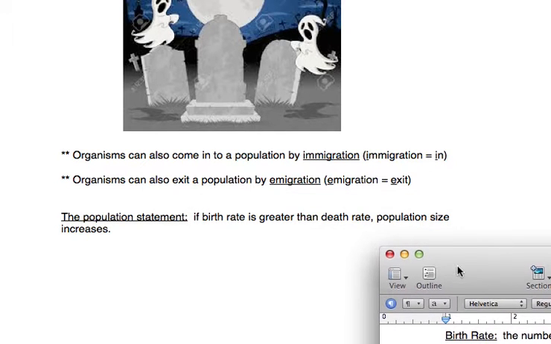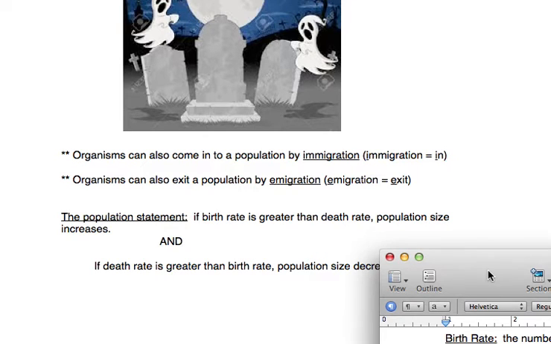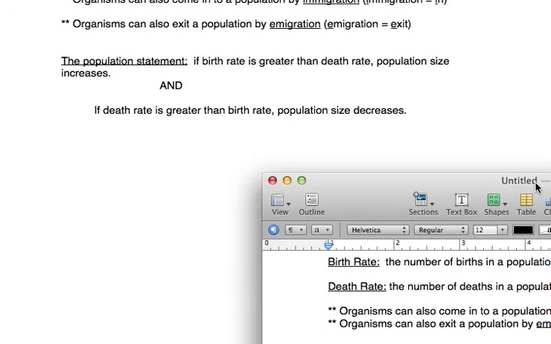Okay, so I'm going to add that in. So if the birth rate is greater than the death rate, population size, guess what? It's going to go up. And if the death rate is greater than the birth rate, guess what? Population is probably going to go down. That sounds pretty reasonable, at least to me.